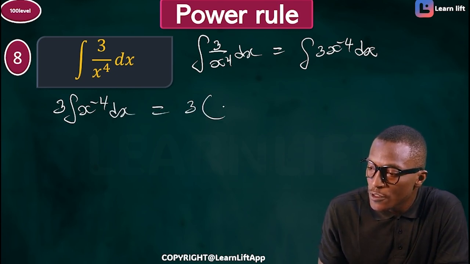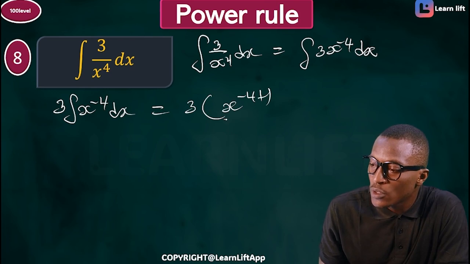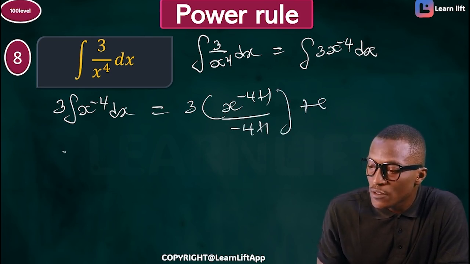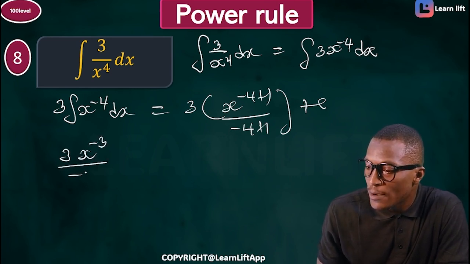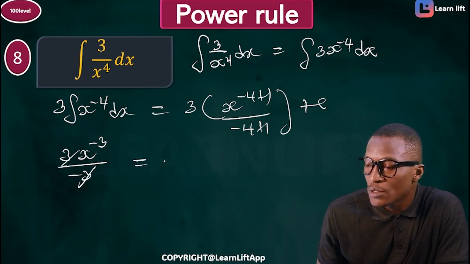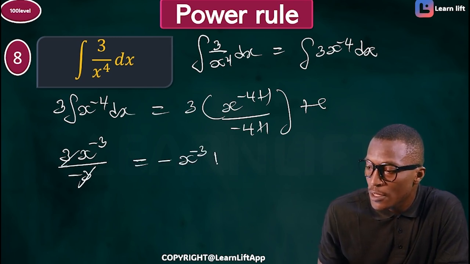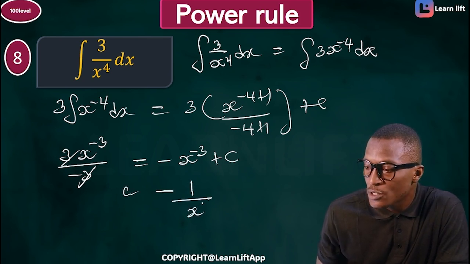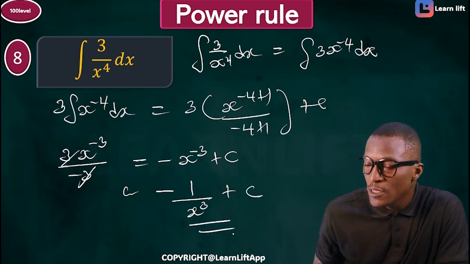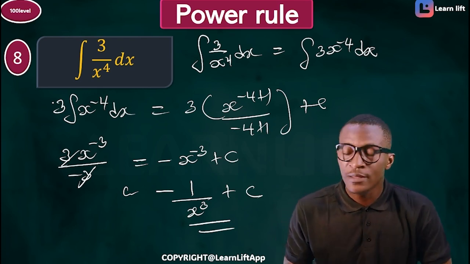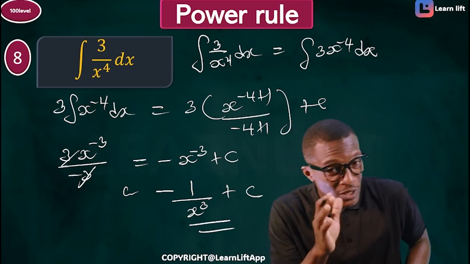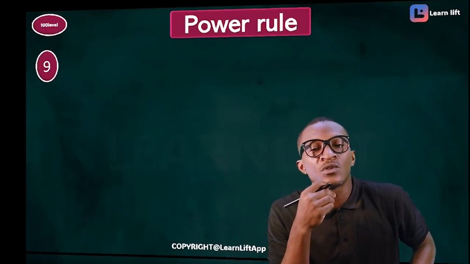That will become 3 into x raised to power minus 4 plus 1 all over minus 4 plus 1 plus the constant. That will give me 3 x raised to power minus 3 all over minus 3. Minus 3 over minus 3 becomes minus 1. So my answer becomes minus x raised to power minus 3 plus c. Or I can say my answer is minus 1 all over x raised to power 3 plus c. This is because this is x raised to power 4. Just follow me, hope you understand this is just normal math.